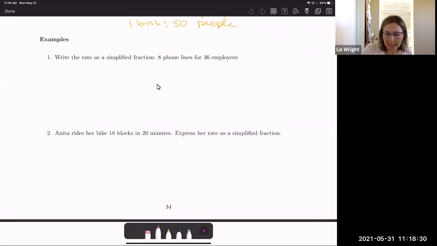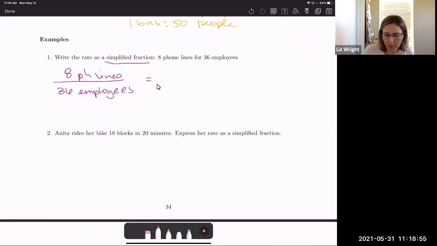It says write the rate as a simplified fraction. So again, remember, we're putting our labels on there. We're putting our numbers in there, and then it says to write as a fraction and to also simplify it. So I'm going to say 8 phone lines per 36 employees. I'm so sorry for the terrible handwriting. It's not normally this horrible. But then we're going to simplify it.